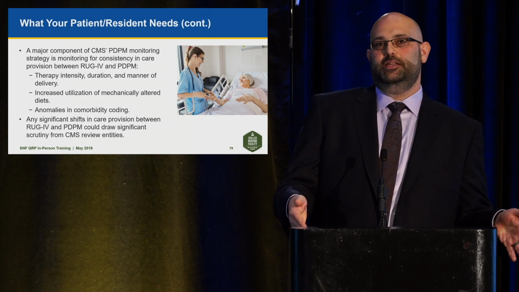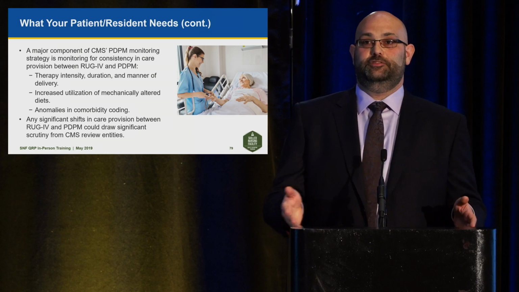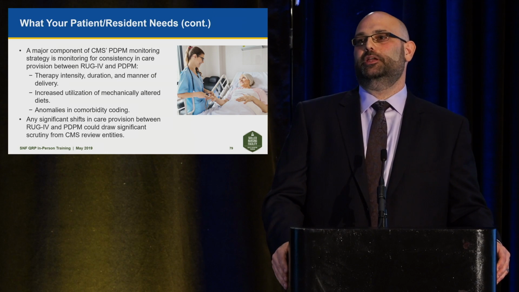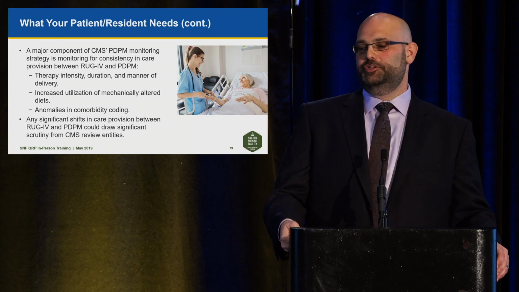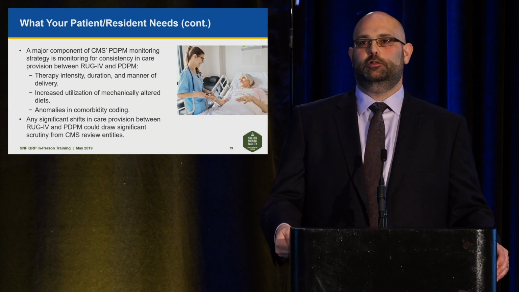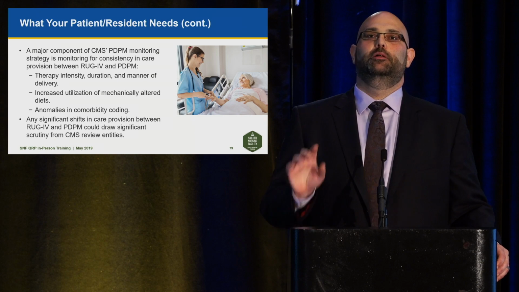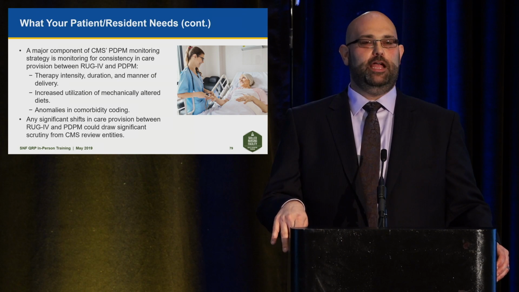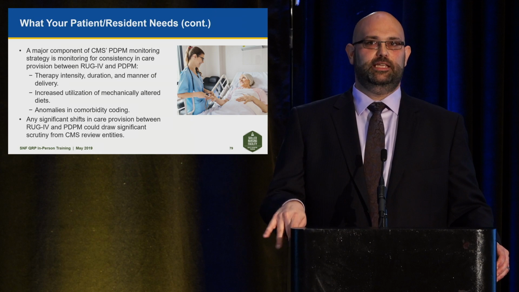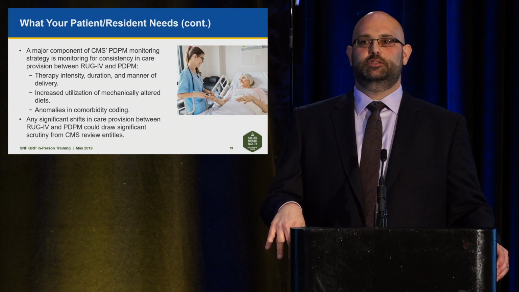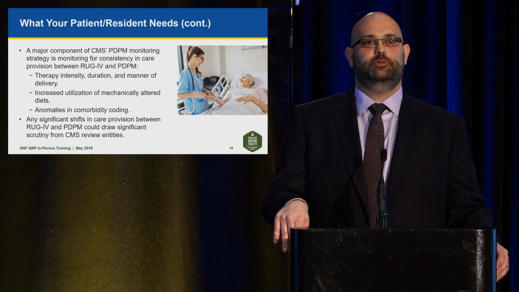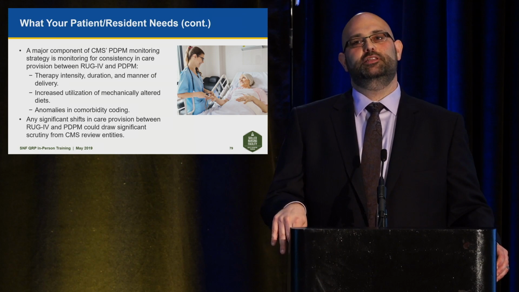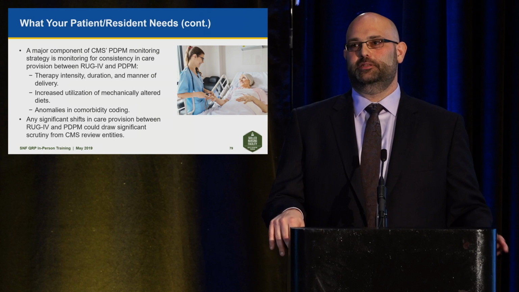If they had no comorbidities as of September 30th and suddenly they have 15, that's going to tell us something. Again, shifts in care provision and in coding between RUG4 and PDPM will draw scrutiny. Now, does that mean you're going to get a RAC review suddenly? No. Because all of this is counterbalanced against quality outcomes. If you maintain high quality outcomes, then we want to see you experimenting with different models of care. But what we don't want to see is those experiments being done at the detriment of the patient.